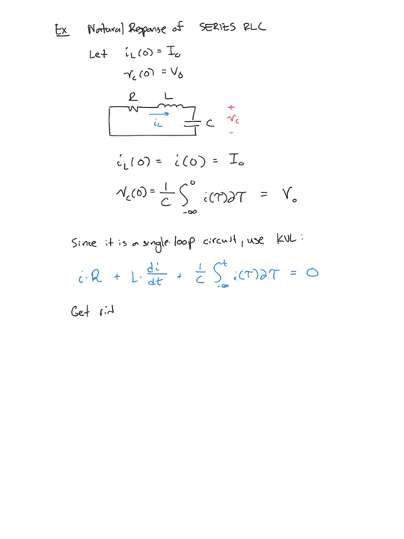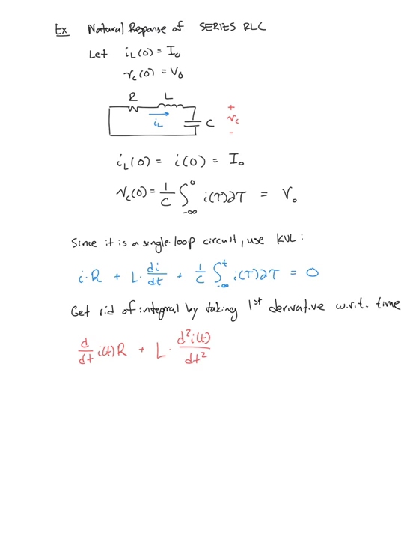Okay, so we can get rid of the integral by taking the first derivative of each term with respect to time. We get d/dt of I times R. And remember, these I's are functions of time, so I'll be explicit in this statement. Plus L times the second derivative of I with respect to time, plus 1 over C times I, must equal 0.